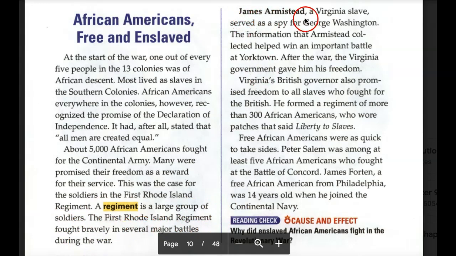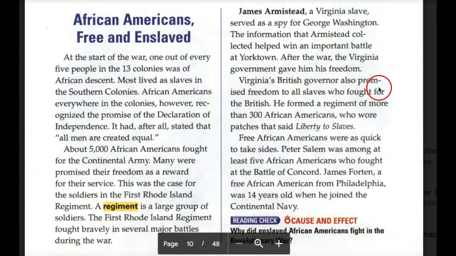James Armistead, a Virginia slave, served as a spy for George Washington. The information that Armistead collected helped win an important battle at Yorktown. After the war, the Virginia government gave him his freedom.